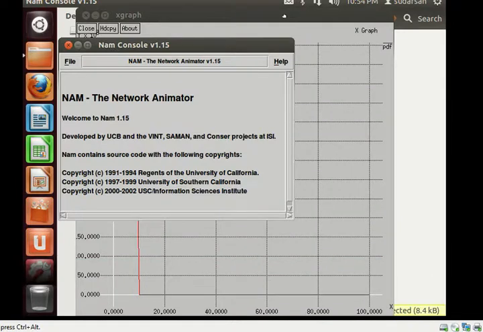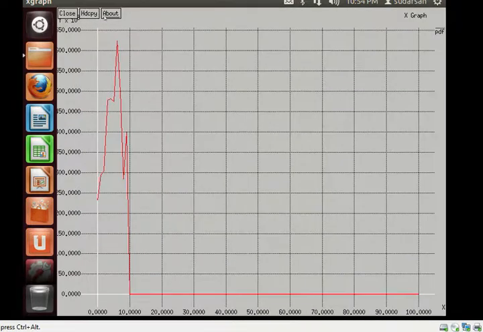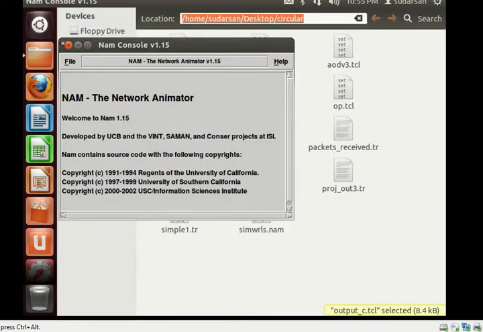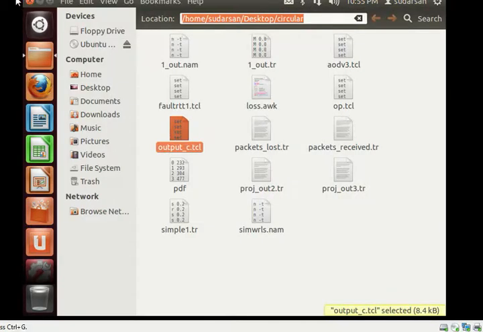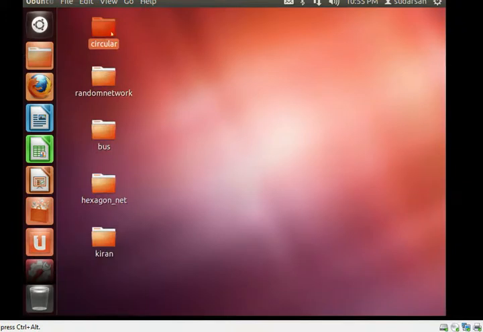Now let us consider the X graph. The X graph is done with time versus energy consumed. At each time we can measure the energy consumed by each packet. Here we have done it with a circular topology. We can also implement the same with a random network.